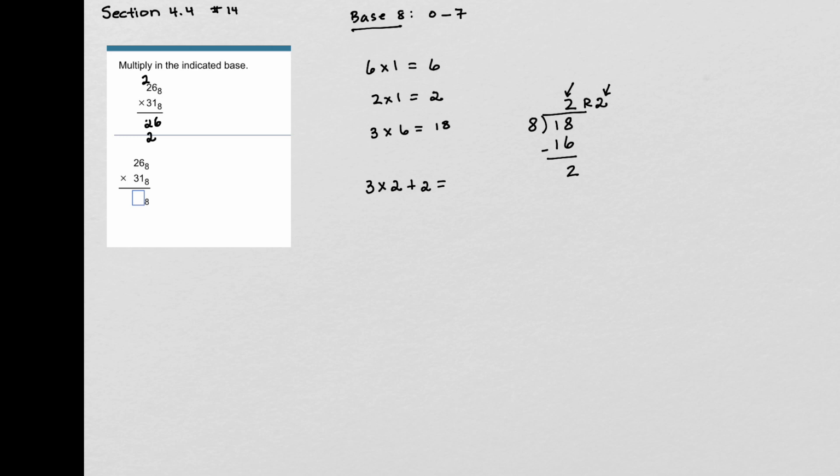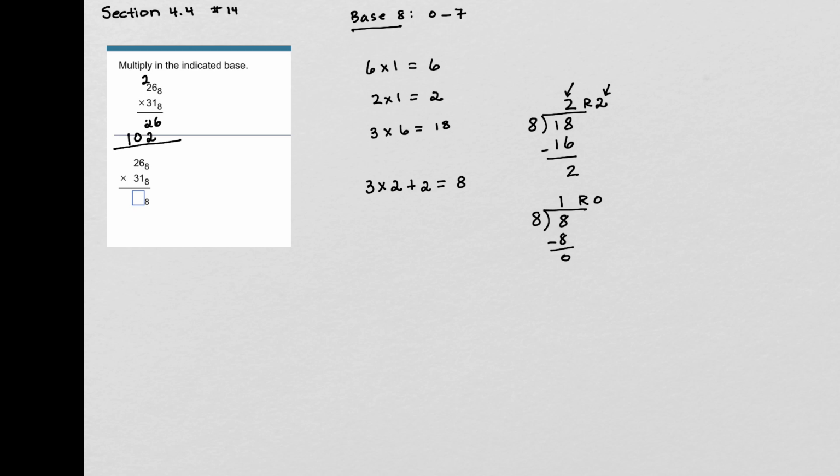Okay, well that's 6 plus 2 is 8. But 8 is not allowed. It's base 8, but we have to stop at 7. So that means I want to know how many groups of 8 are there in 8. And there's 1. And that leaves me with a remainder of 0. So that is going to be a 0 and then a 1 moved over.